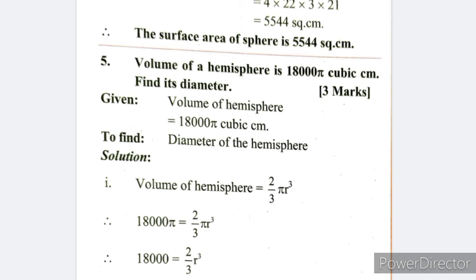Now you can get the value of r. Simply, 18,000 into 3 upon 2. If we take 2 upon 3 to that side, it will become the reciprocal, and it will become 3 upon 2. If you simplify it, you will get the answer, and that will be r cube. Then you can take the cube root of it on both sides, and you will get r, and you can double it, and you will get the diameter of the hemisphere.